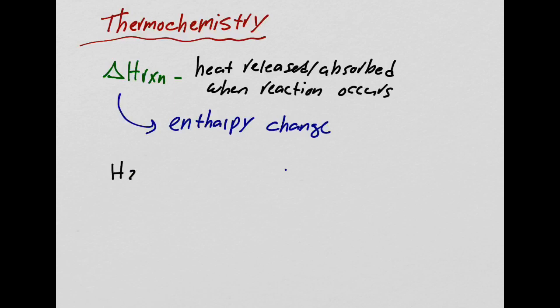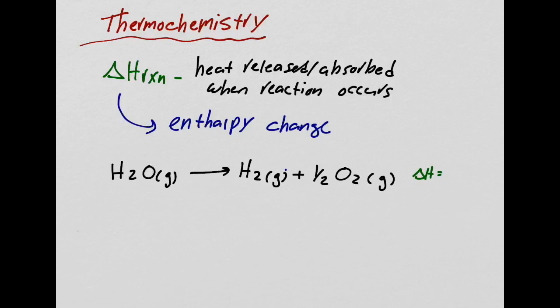Okay, now let's write a reaction out here. Let's say I have H2O gas and it goes into H2 gas plus half O2 gas. This is my reaction, and every reaction is going to have a delta H, right? This one is 242 kilojoules of energy, because heat is released or absorbed when a reaction is happening. That's an enthalpy change. That's the delta H of this reaction.